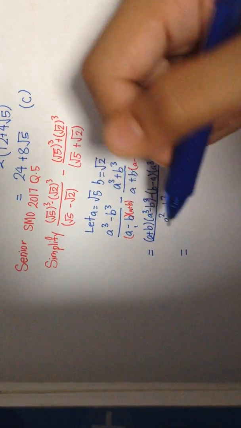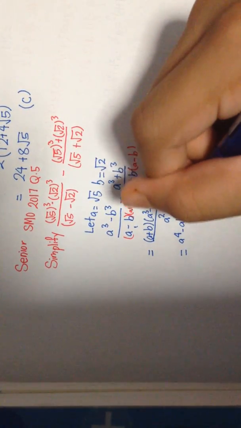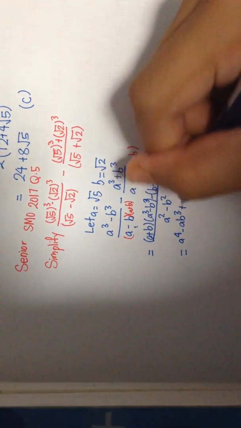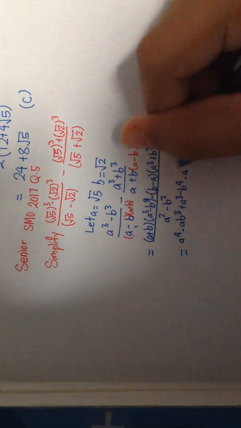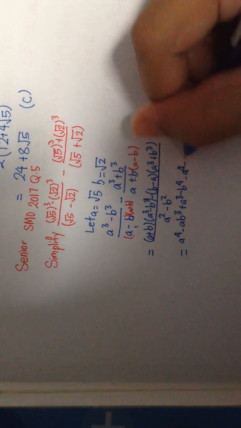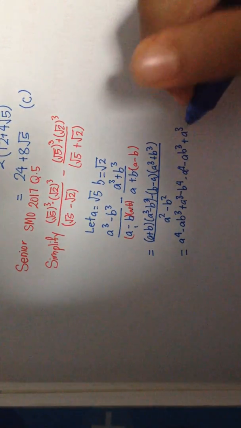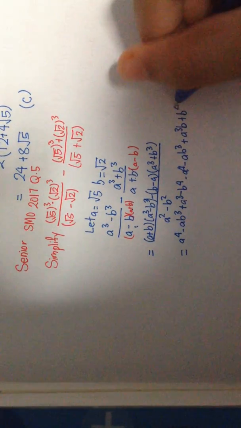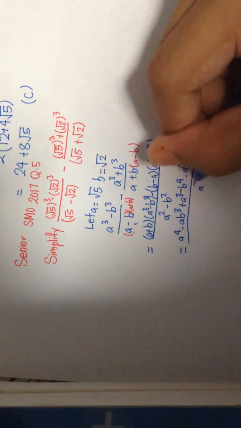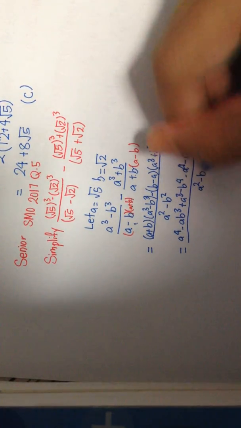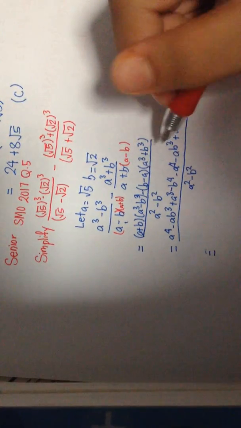And this is equal to a to the power of 4 minus ab to the power of 3 plus a to the power of 3 b minus b to the power of 4 minus a to the power of 4 minus ab to the power of 3 plus a cubed b plus b to the power of 4 divided by a square minus b squared. Now I do not want to actually put this back to original form because I will explain to you why soon. Now I'm going to do some cancellation.